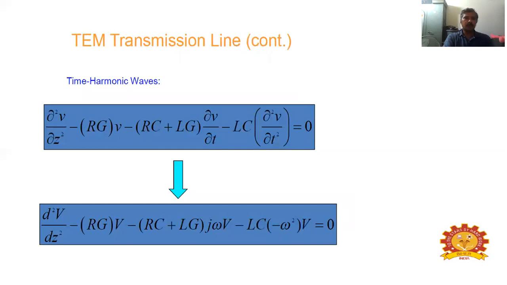And for time harmonic waves, ∂²V/∂z² − RG·V − (RC + LG)·∂V/∂t − LC·∂²V/∂t² = 0. This is the equation for the time harmonic waves. After simplification, we can write ∂²V/∂z² − RG·V − (RC + LG)·jω·V − LC·(−ω²)·V = 0. This is after simplification, we can put it like this.